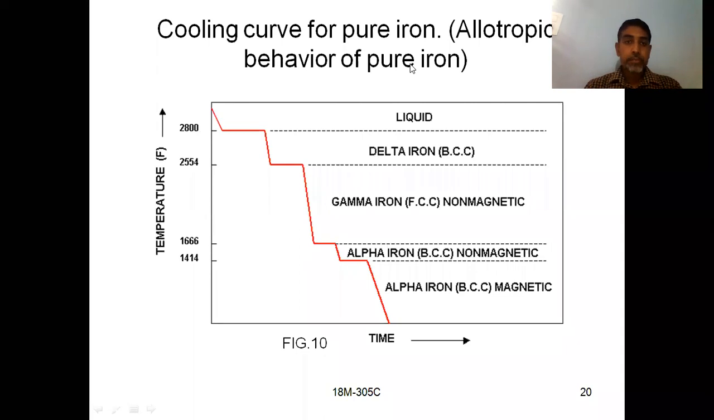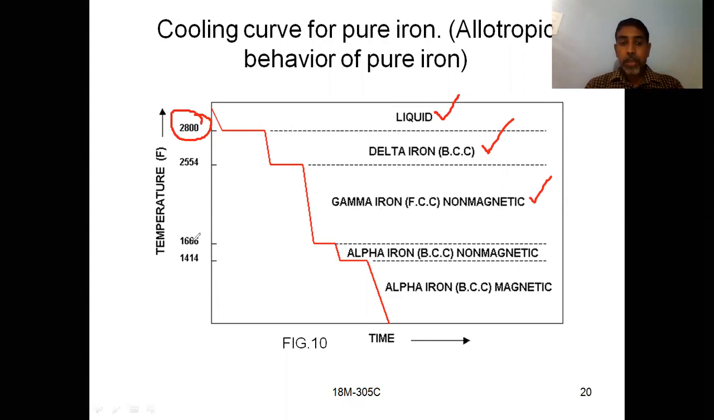If you see here, I am considering liquid metal that is above 2800 degrees centigrade. I am having liquid iron, that is pure iron. When I cool from 2800 to 2554, you are having delta iron here, which is having BCC structure. And if I cool from 2554 degrees centigrade to 1666 degrees centigrade, in this one I am having gamma iron, which is having FCC structure and the nature is non-magnetic.